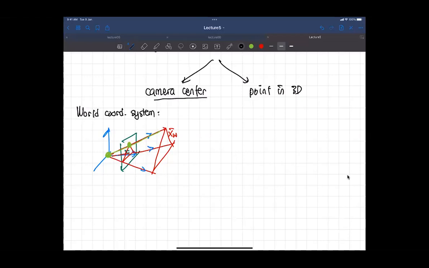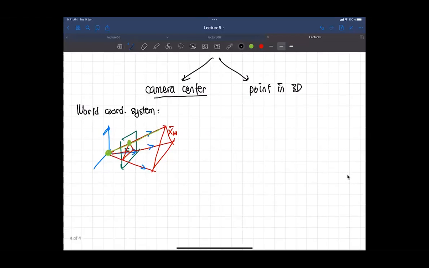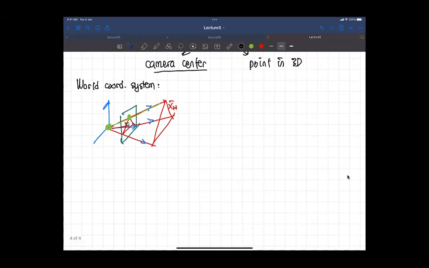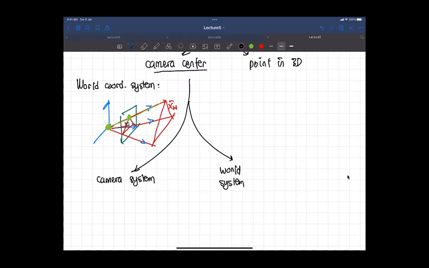Okay, so for this one, the camera center has two possible addresses, right? The camera center in the camera coordinate system, or in the world system. If it is in the camera system, call it C bar, which is equal to XC, YC, ZC, equals to what? 0, 0, 0, obviously. So if it is in the camera system, it will be 0, 0, 0.